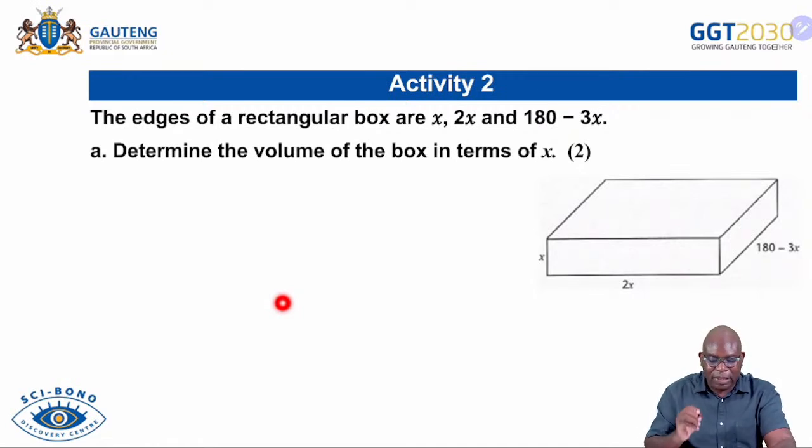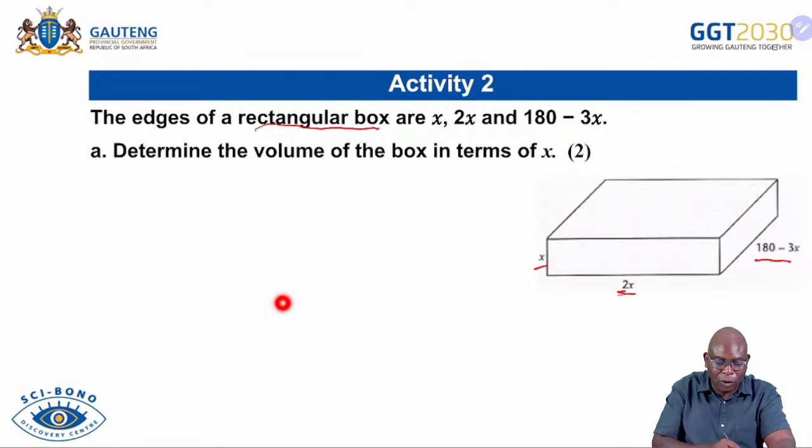Now, here's an activity which I want to do with you. Here it says the edges of a rectangular box. Now you see the rectangular box, a 3D shape. We have x, we have 2x, and we have 180 minus 3x. For 2 marks, we need to find the volume of the box in terms of x.